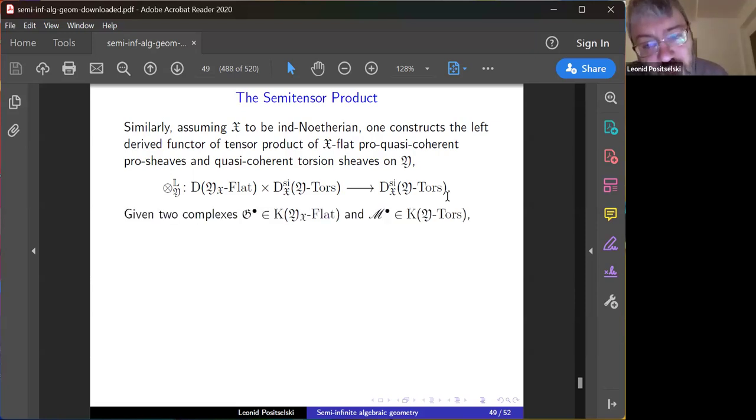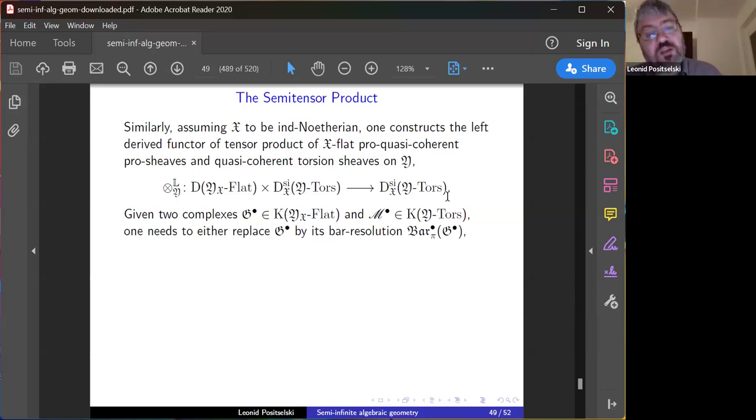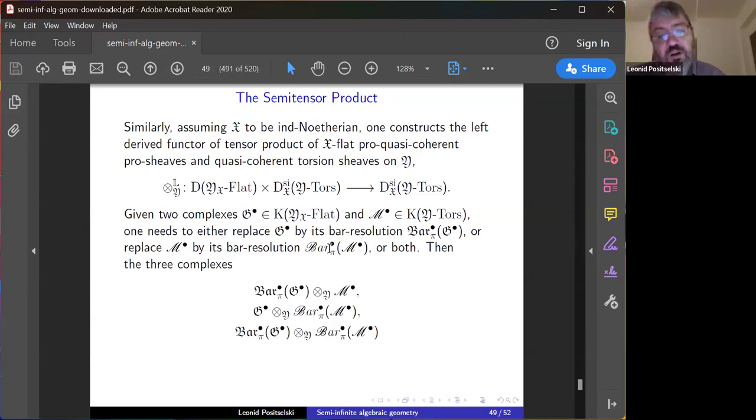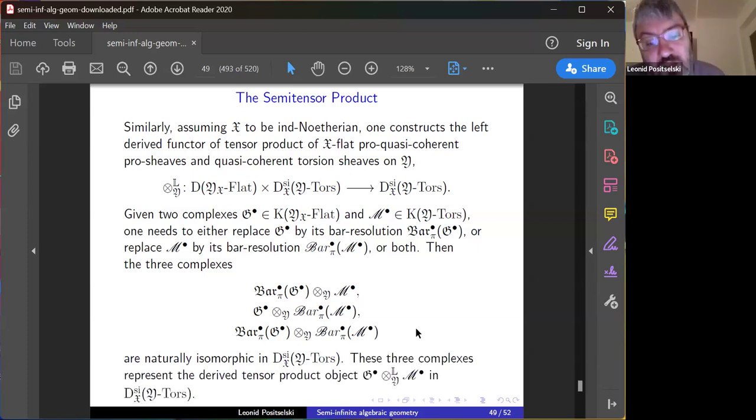Given two complexes G and M in the respective categories, one needs to either replace G by its bar resolution, or replace M by its bar resolution, which I denote by this curvilinear bar, similar to the bar resolution of G, or replace both. Then the three complexes bar of G tensor M, or G tensor bar of M, or bar of G tensor bar of M, are naturally isomorphic in the semi-derived category. These three complexes represent the derived tensor product object, G left derived tensor product over Y with M, in the semi-derived category.